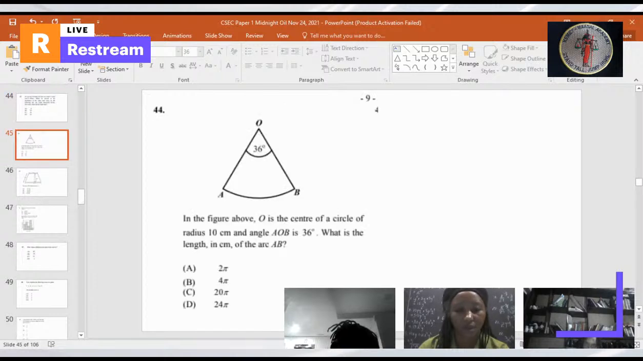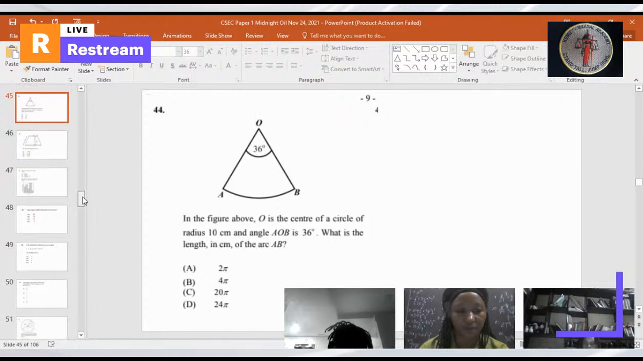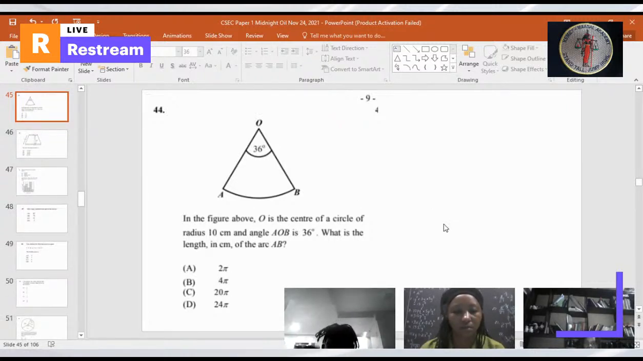All right. Imani, number 44. Okay, miss, number 44. In the figure above, O is the center of a circle of radius 10 centimeters, and angle AOB is 36 degrees. What is the length in centimeters of the arc AB?